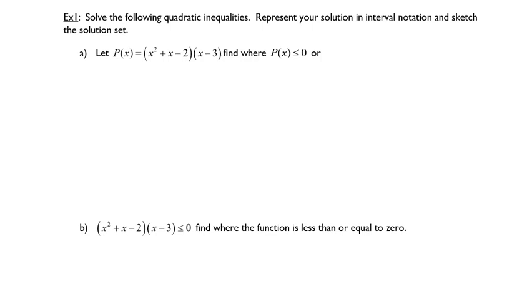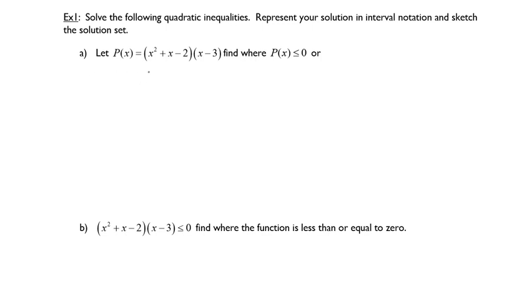In this video, we're going to work out examples to solve quadratic inequalities. Example 1 says solve the following quadratic inequalities. Represent your solution in interval notation and sketch the solution set. We're going to let p of x equal (x squared plus x minus 2) times (x minus 3). Find where p of x is less than or equal to 0.